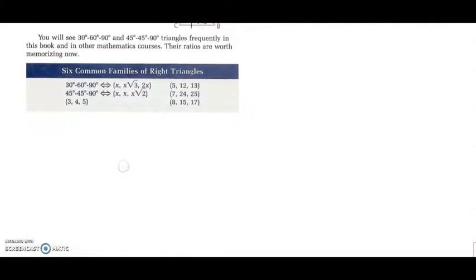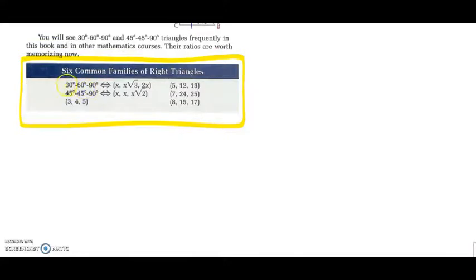In this section, however, they do a mixed review, which means not only will you see the 30, 60, 90 that we did yesterday, x, x root 3, 2x, you have the 45, 45, 90, x, x, x root 2. Now you have the 4 Pythagorean triples, 3, 4, 5, 5, 12, 13, 7, 24, 25, and 8, 15, 17.